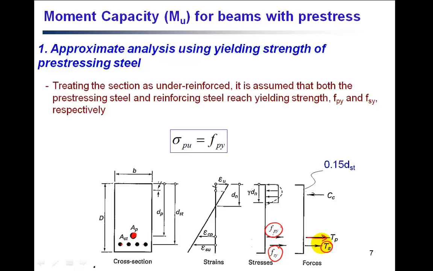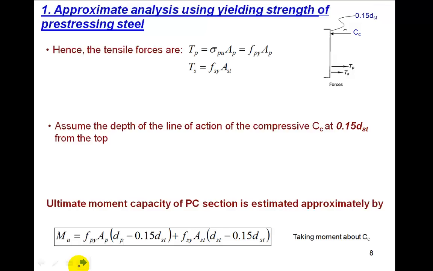Another assumption we make is that the point of application of Cc, the compression force, is 0.15 dst, where dst is the effective depth of the reinforcing steel. So we are making a simplification that the point of application of the compressive force is at 0.15 dst. That will make a few things easier. Once we make this assumption, we can easily find the total moment capacity.